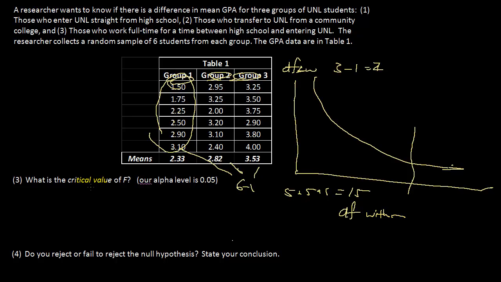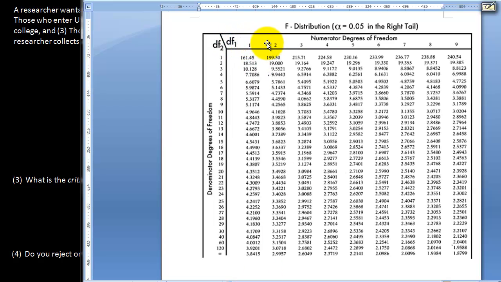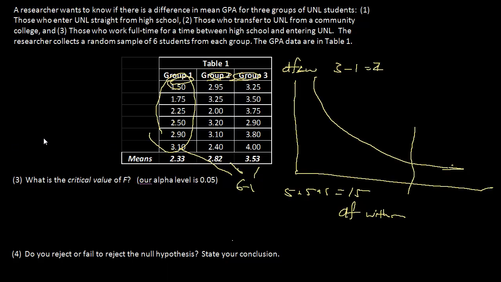Okay, so 2 and 15. Using those values, the degrees of freedom between was 2 and the degrees of freedom within was 15, so the critical value is 3.6823. That's going to be the critical value of F.